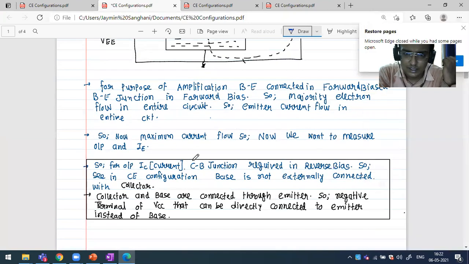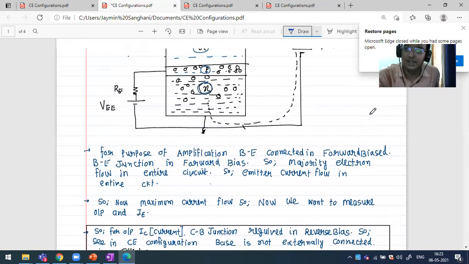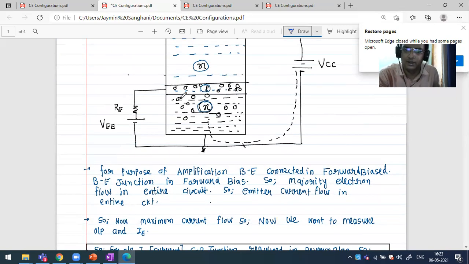See this, majority electrons flow in the entire circuit. So emitter current flows in the entire circuit. So now maximum current flows. Now we want to measure the output in IE. Due to the base emitter junction being connected in forward bias, the majority current flows in the circuit. Show in the figure. See this particular figure.